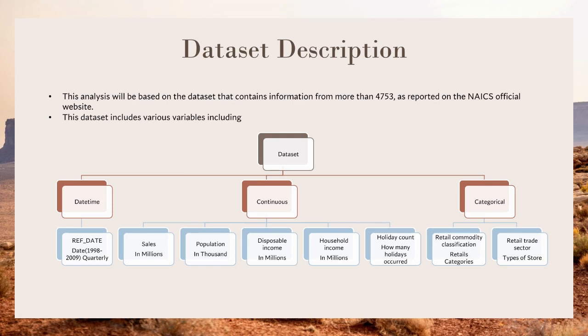In our dataset description, we have date time, from the year 1998 to 2009, which is quarterly. In continuous, we have sales in millions, population in thousands, disposable income in millions, household income in millions, and holiday counts, like how many holidays there are in each quarter. In categorical, we have retail commodity classification and retail trade sector.